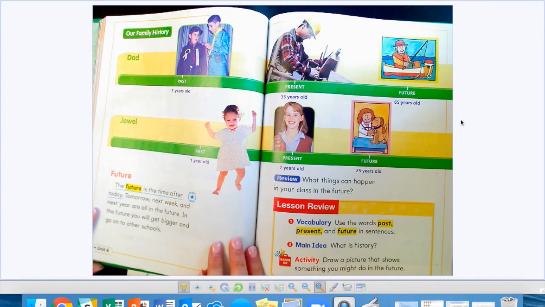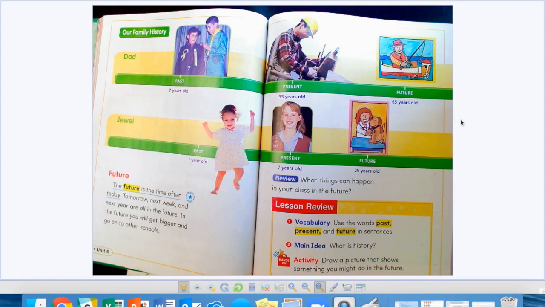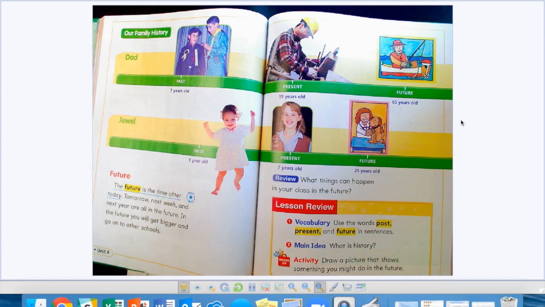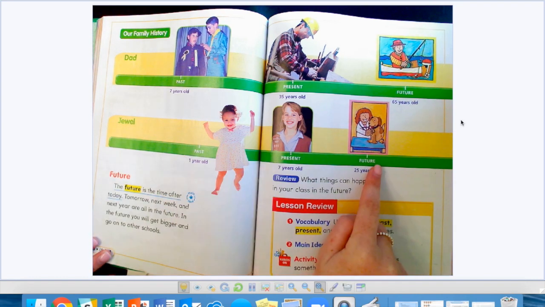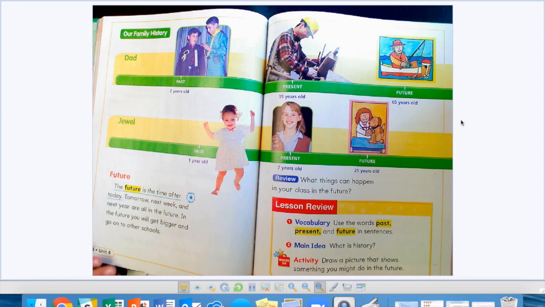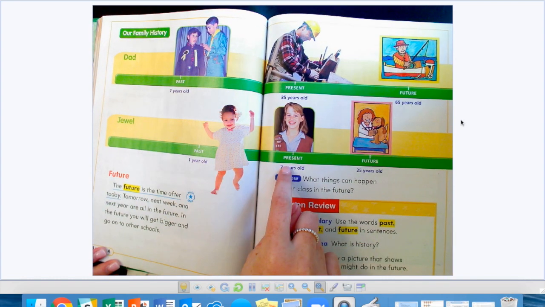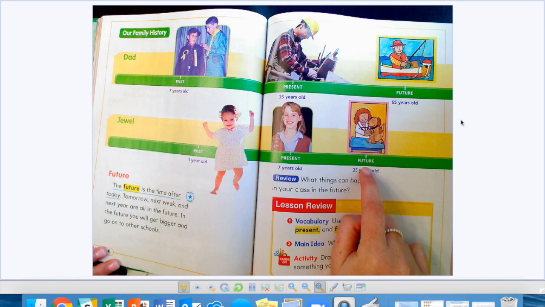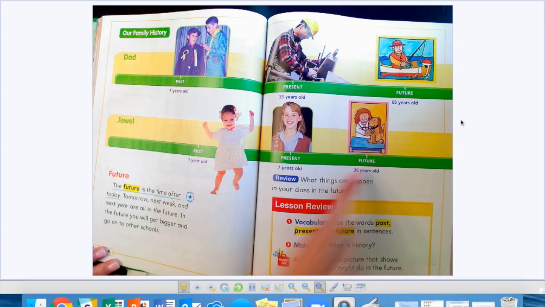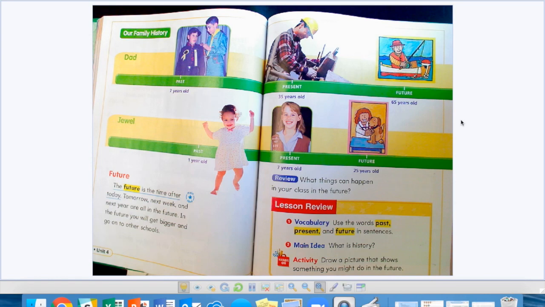The future is the time after today. Tomorrow, next week, and next year are all in the future. In the future, you will get bigger and go on to other grades and schools. After spring break, we are going to learn about different types of timelines, and you're going to make your own timeline of your life. So if you'd like, you can start gathering pictures from the past, present, and then you can draw a picture of what you want to be in the future. We will do that project after spring break.